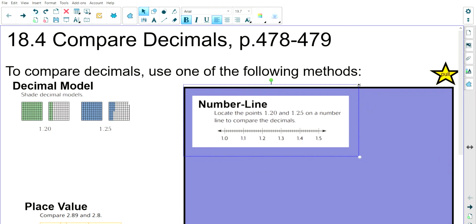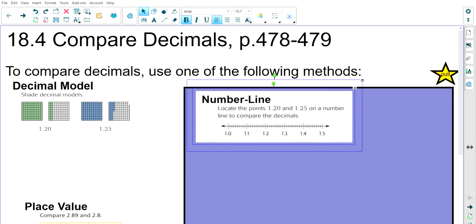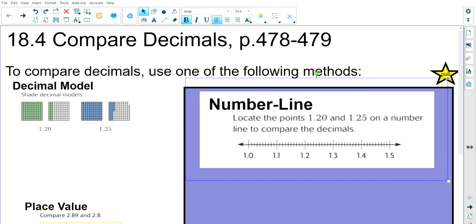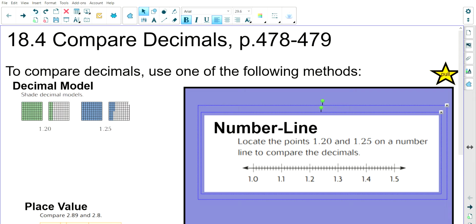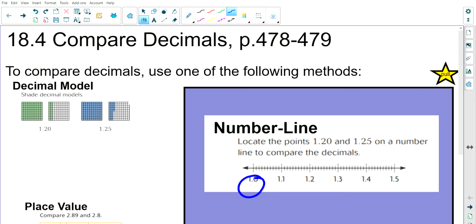So this method is called a number line. We are used to seeing number lines a lot in math. The number line method is to look at a number line normally broken into whatever the range is. This one is to compare those same digits, 1 and 20 hundredths and 1 and 25 hundredths. So we break the decimal number line from one whole all the way up to 1.5, or 1 and 5/10, or 1 and 50 hundredths.